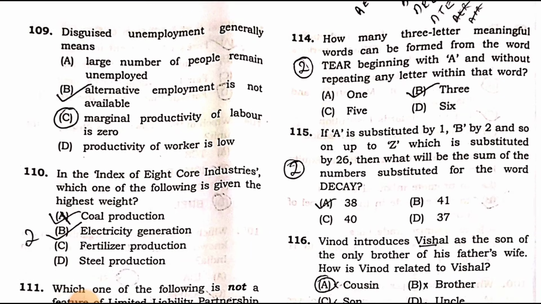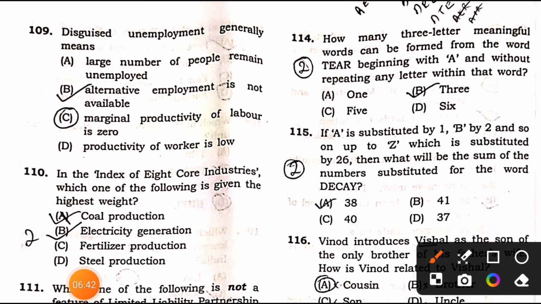109. Disguise unemployment generally means. Correct answer is C. Marginal productivity of labor is 0. In the index of eight core industry, which one of the following is given the highest weight? Correct answer is B. Electricity generation.